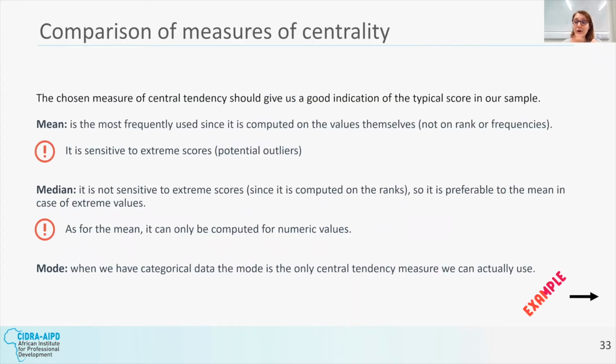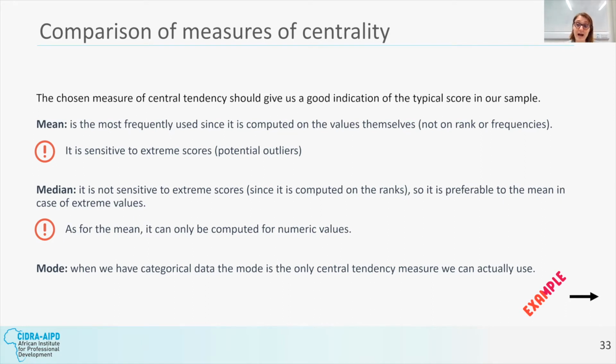So let's do a recap of our measures of central tendency. When we choose between the different measures of central tendency, we need to make sure that the value that we get from them will be the best representation of the most typical value of our distribution. The mean is the only measure of central tendency which is computed on the values, but because of that, it can be really sensitive to extreme values, and we're going to see this very quickly with a small example.